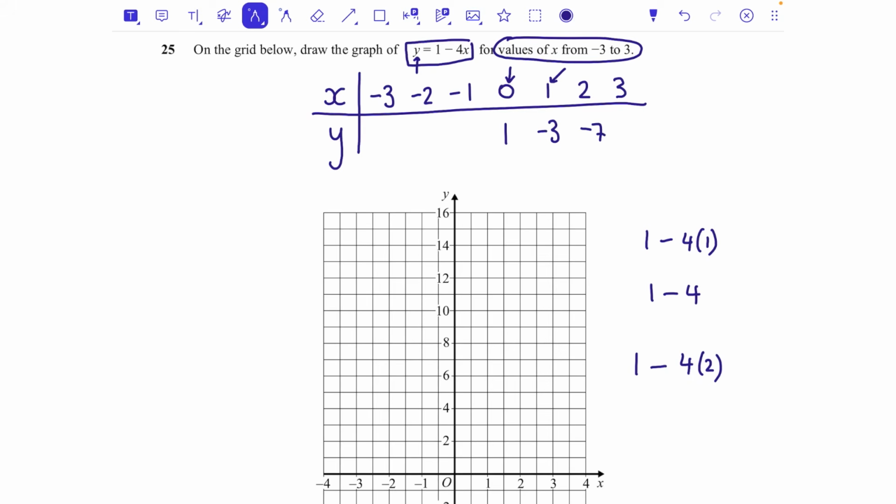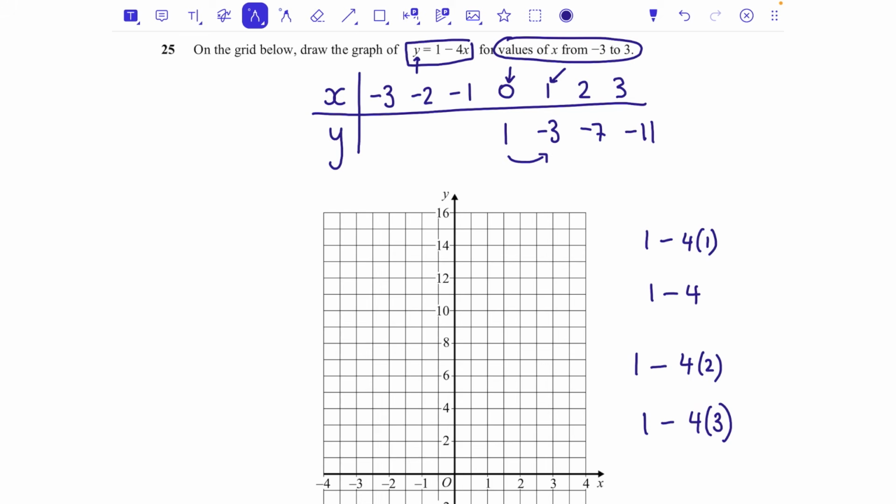Let's try 3. We're going to do 1 take away 4 lots of 3. So we're just changing the x to be whatever number we're looking at. So 4 lots of 3 is 12. 1 take away 12 is minus 11. And hopefully you can see maybe that there's a pattern forming here, that this is going down in 4s each time. So from 1 to minus 3 to minus 7 to minus 11.